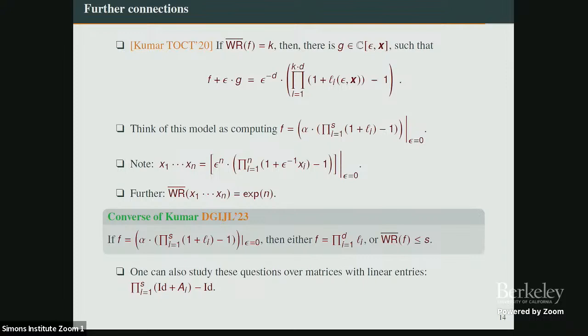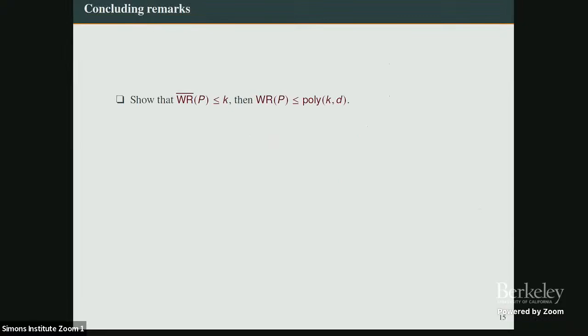We are not going to go into that, but all I'm trying to say is even this model is very powerful if we talk about limits. It's a very simple product minus 1, but that could give a lot of results. Okay, so I'll conclude. The first question is, obviously, can we show that if border Waring rank is less than or equal to k, then Waring rank is also polynomially bounded? What we showed is a d times 4 to the k bound. Can you show a polynomial upper bound?